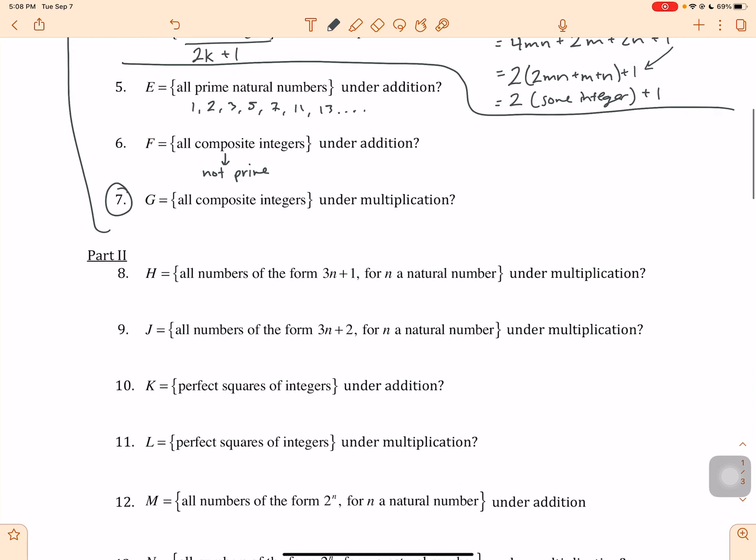So number 5 ends up not being closed. So if you add 3 plus 5, you get 8. 8 is not a prime number. That one's not closed. Number 6 is also not closed.